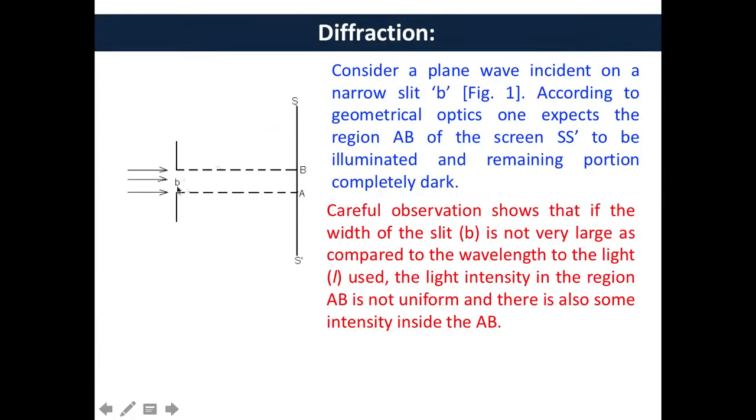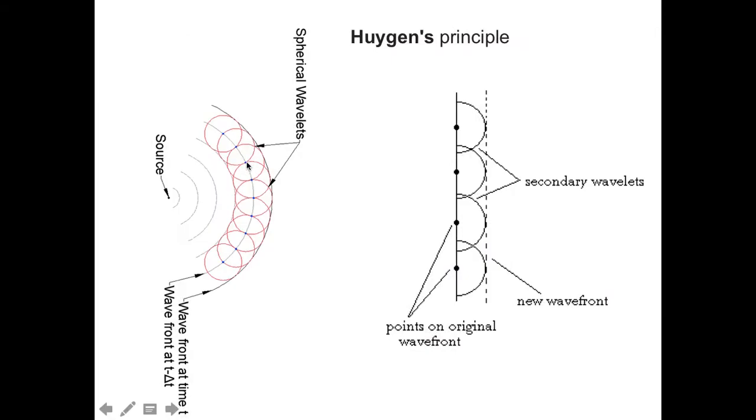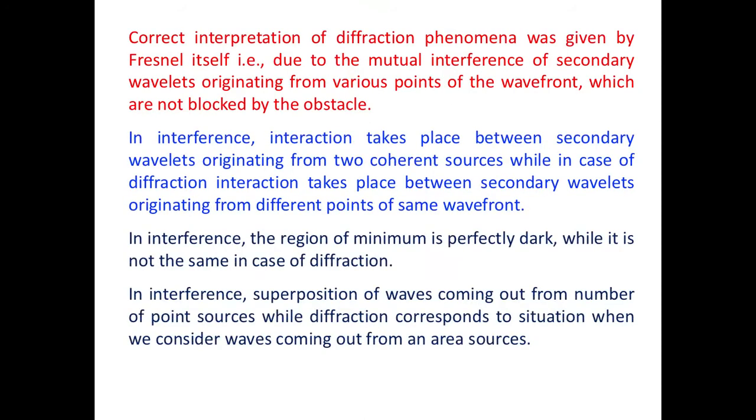Suppose this is the area and the wavefront, each point acts as a source. Like Huygens' principle, each point acts as a source and it can generate another wavefront. So it is an area of the sources. So these are the main differences between interference and diffraction.